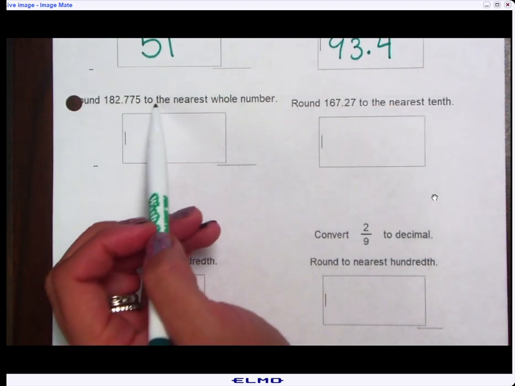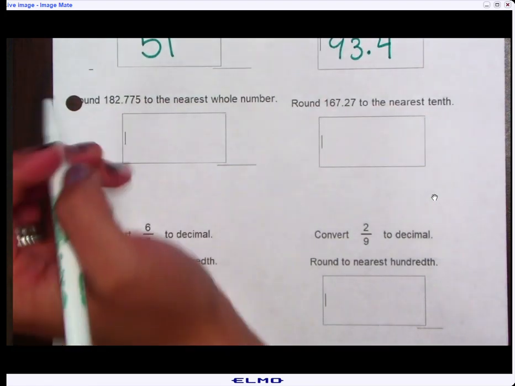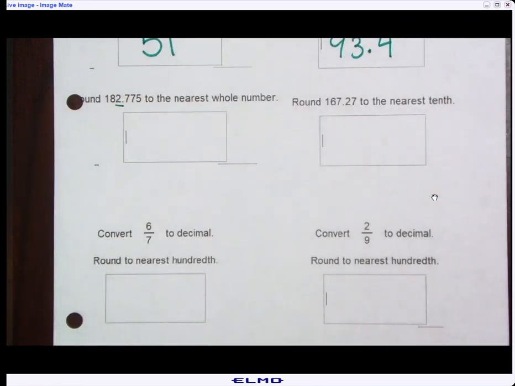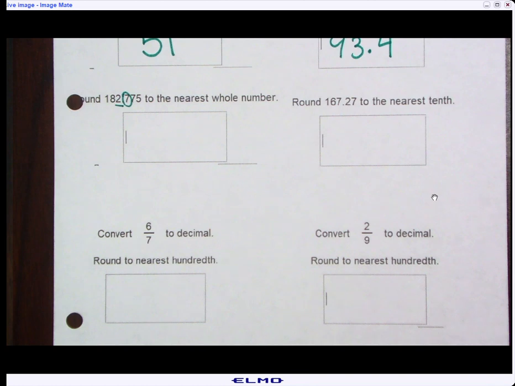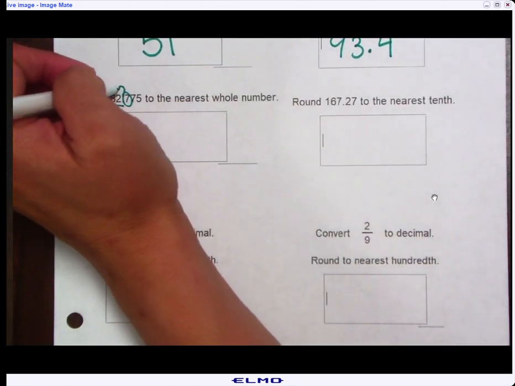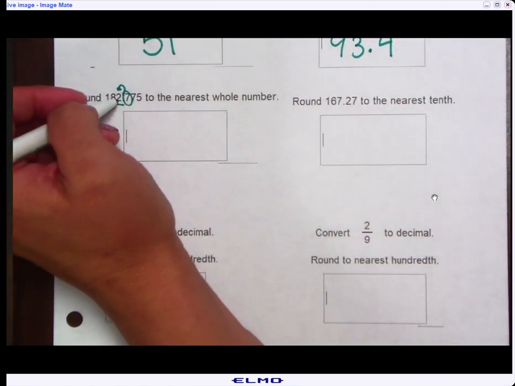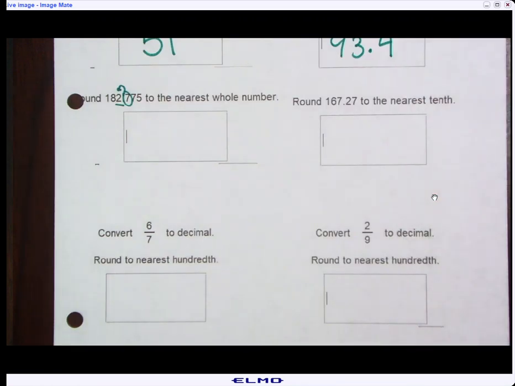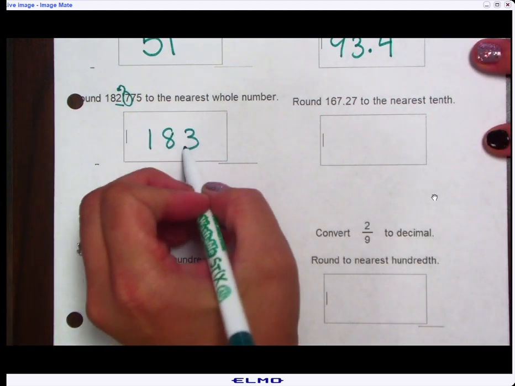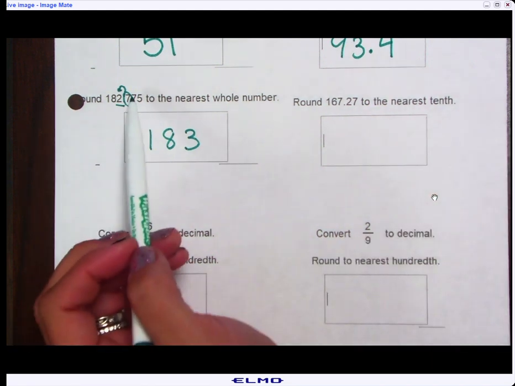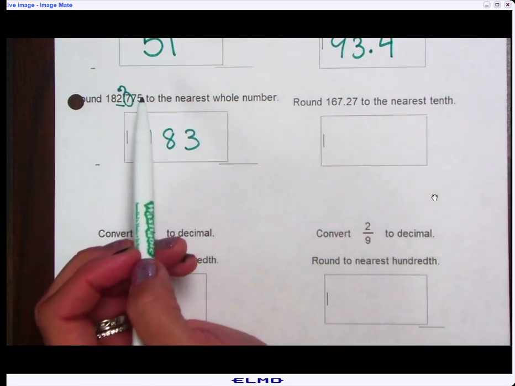Round this number to the nearest whole number. So again, I'm going to underline the whole number spot. I'm going to circle the number right after it and decide, is the 7 going to round this up to a 3 or keep it as a 2? Well, 5 and above. Oh, 7's bigger than 5, so it's going to round it up. 183. And again, all this other stuff here, goodbye, gone.